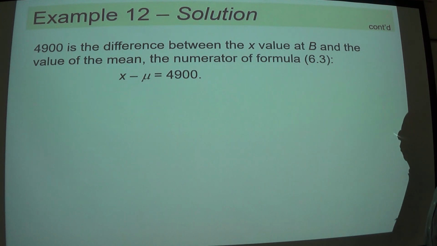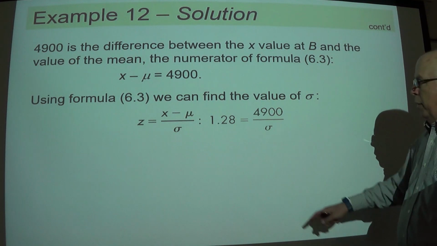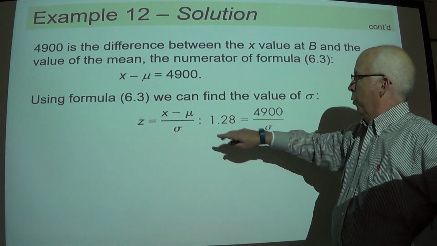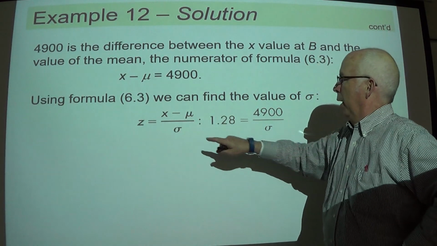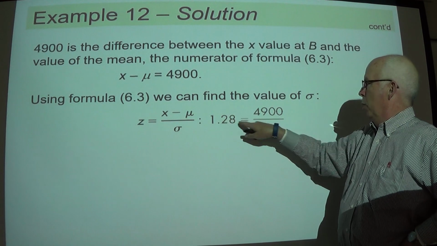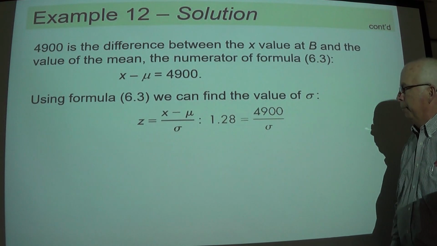So $4,900 is the difference between the x value at B and the value of the mean, all right, in the numerator of formula 6.3. We talk about the numerator, that's the thing on the top. So this is this right here, all right. So we've got this, and we also have the z-score of 1.28, and actually negative 1.28. We just don't have what the standard deviation is, all right.